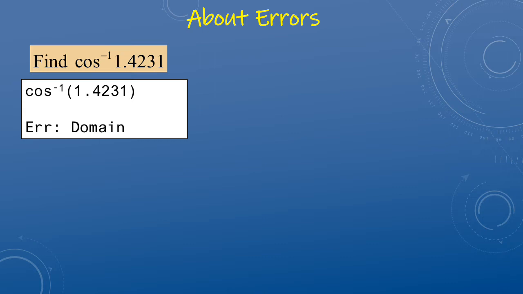For instance, if you do a problem that you believe requires taking the inverse cosine of 1.4231, the calculator will give you a domain error because we know that the cosine of any angle cannot be greater than 1. Hopefully, you would be smart enough to realize what is happening. The logic telling you to calculate the inverse cosine of 1.4231 is faulty. You then have to go back and check your work and thinking.